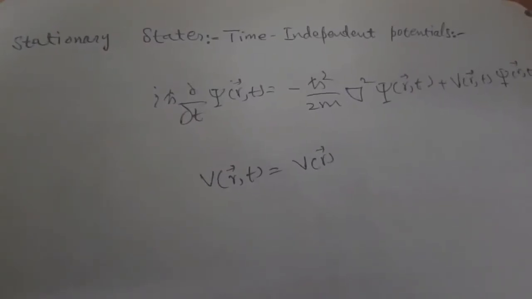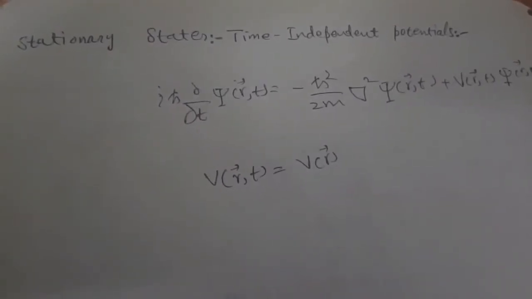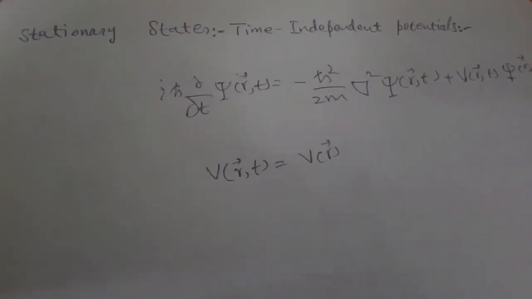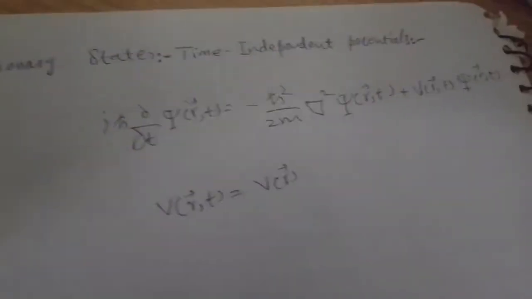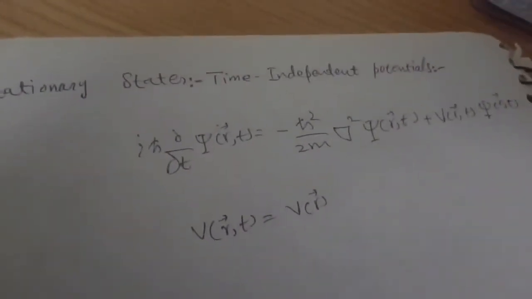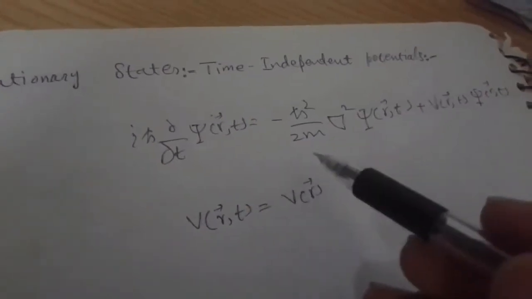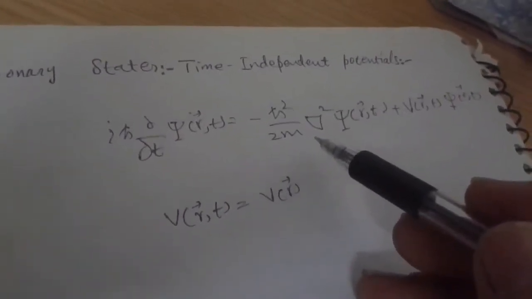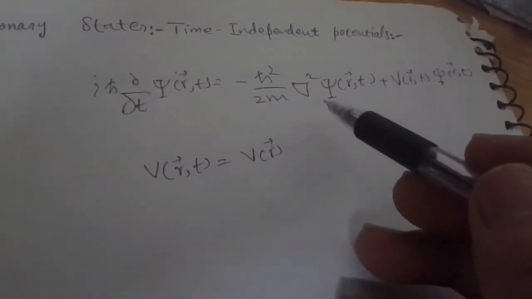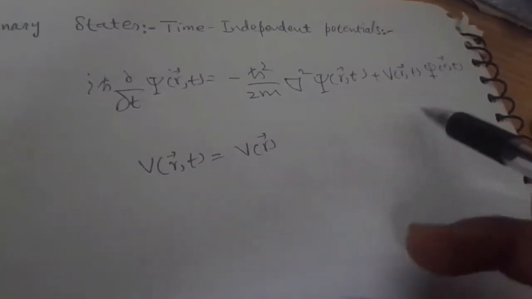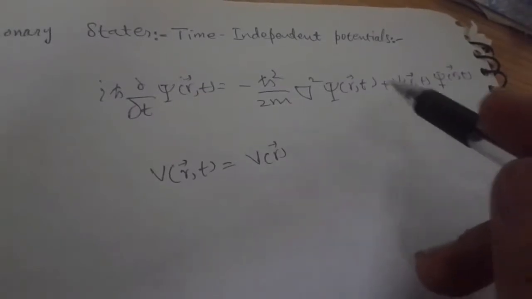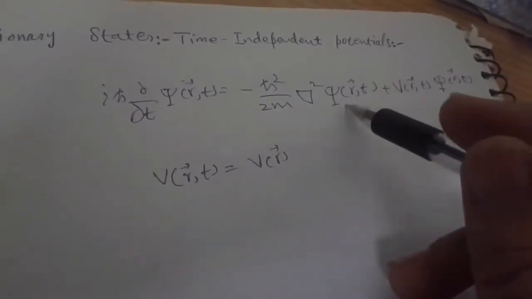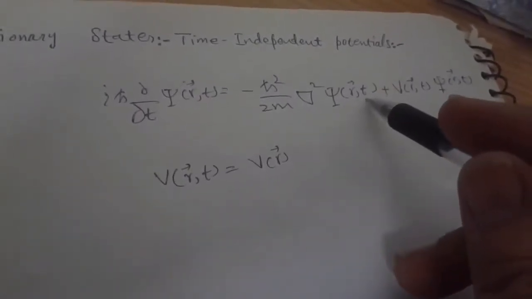In general, we know that the Schrodinger equation of a body of mass m moving in a potential field has the form iħ ∂/∂t ψ(r,t) = -ħ²/2m ∇²ψ(r,t) + V(r,t)ψ(r,t). From this equation we know that it depends on two things: one is the value of r, the other one is the value of time.